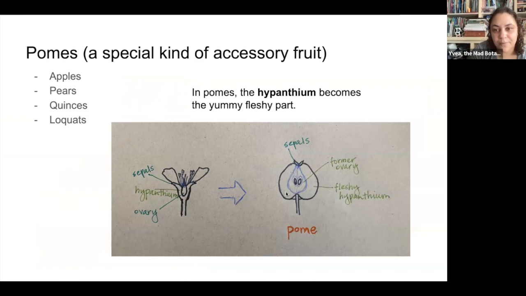So these both swell up. And who here has cut open an apple and seen that kind of pithy bit that surrounds the core? Well, that is the former boundary of where the ovary was. So a lot of times if people don't eat the core, then that means that they're not eating the ovary. They're just eating the hypanthium.